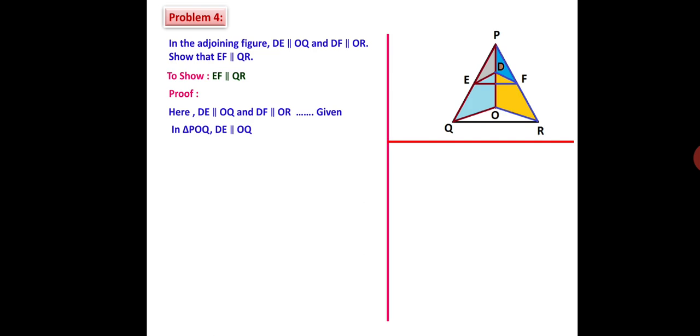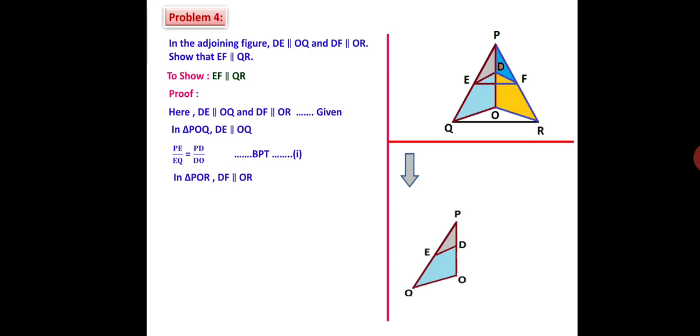In triangle POQ, DE is parallel to OQ. Therefore, by using the basic proportionality theorem, you can write PE upon EQ is equal to PD upon DO, statement number 1. Now also consider the other part.